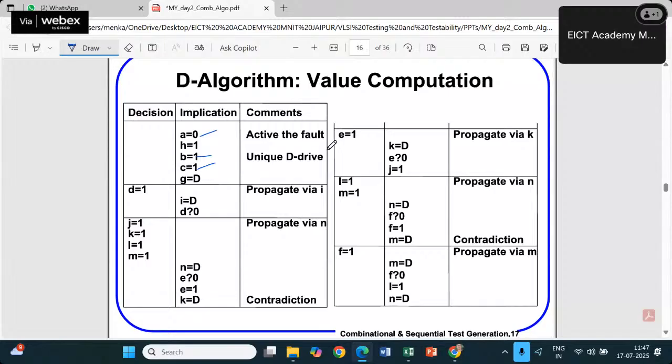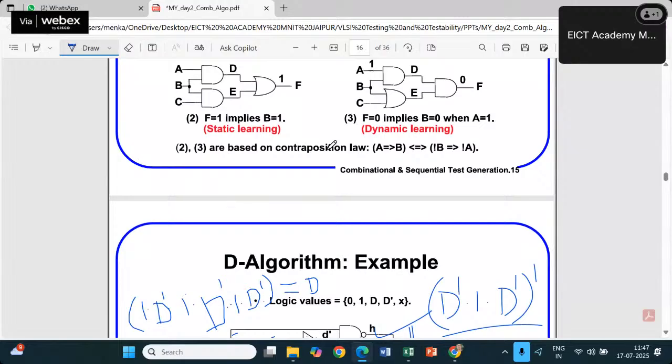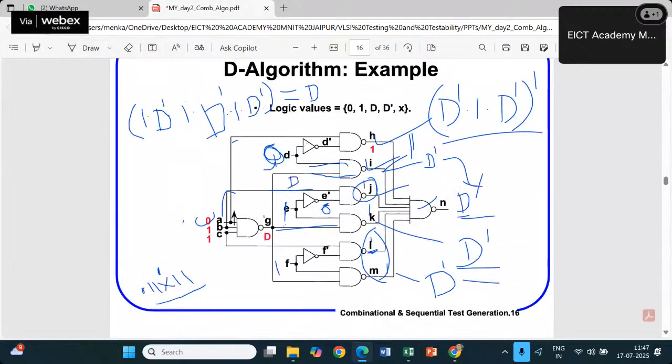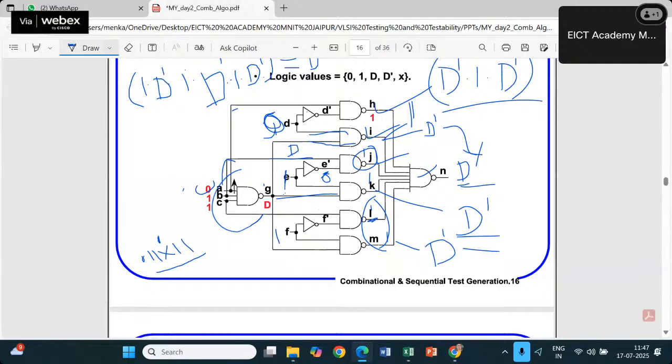So the first gate is this one. By applying ABC equal to 0, 1, 1, we are going to activate the fault. Okay. This G gate is the D frontier gate. So we are activating the fault first of all. After activating the fault, now we need to choose one path to propagate it.